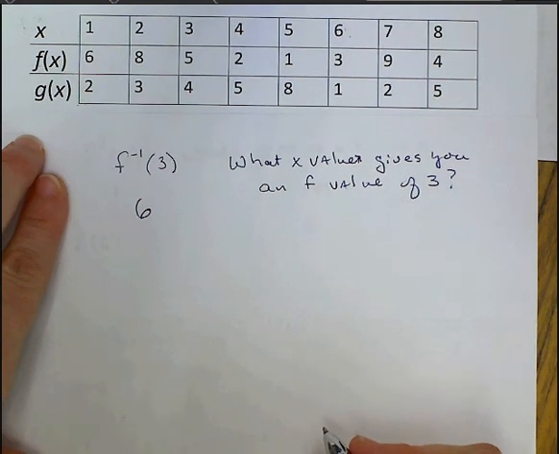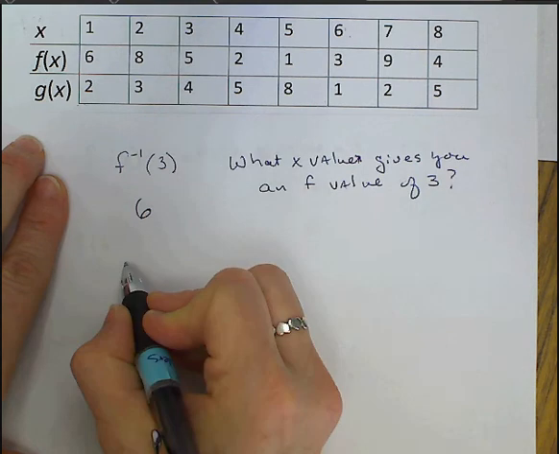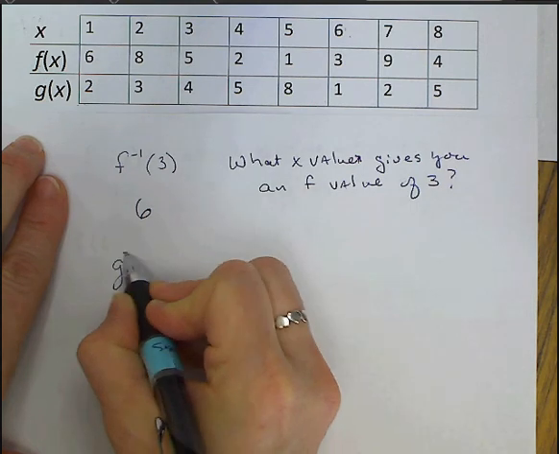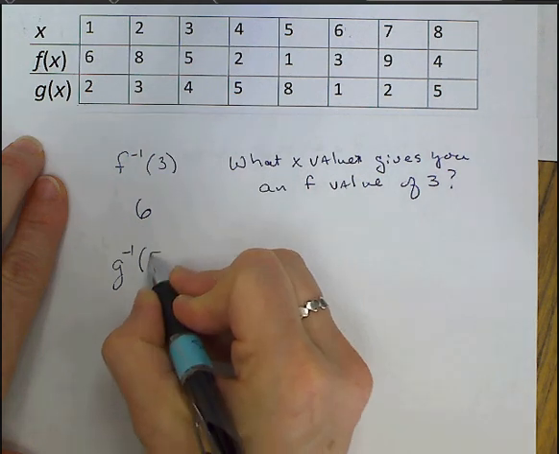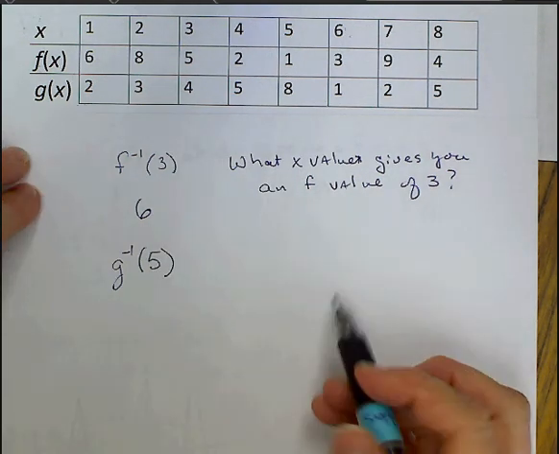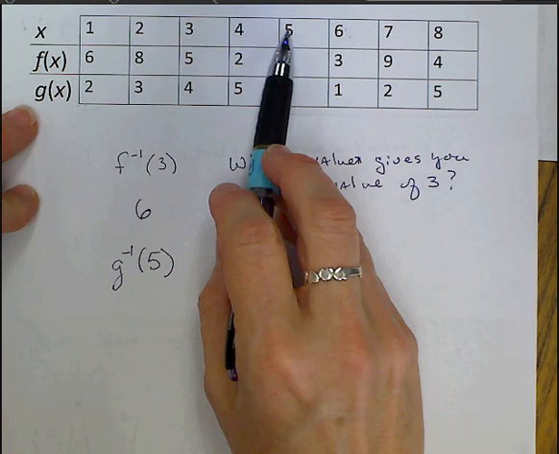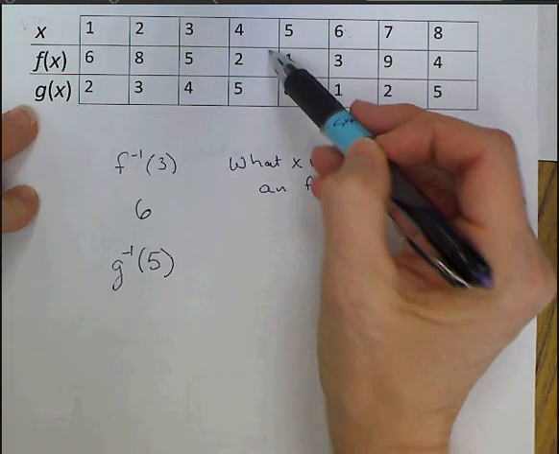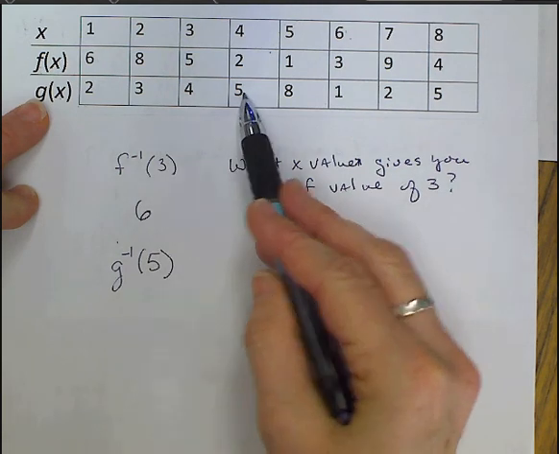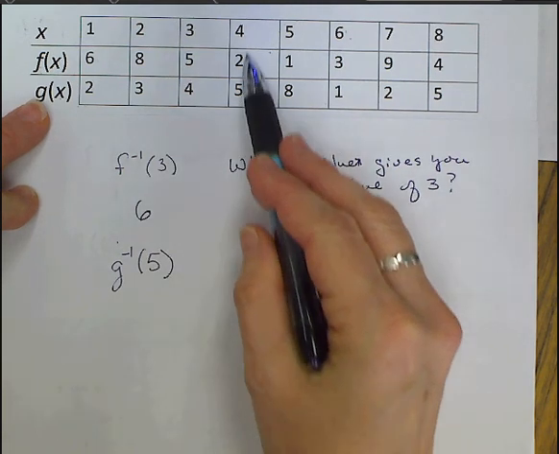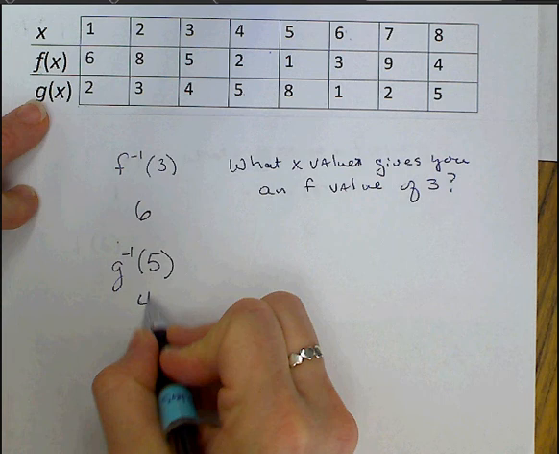Right? You might have, what is g inverse of 5? Right? G inverse of 5 is not starting up here. That's not what they want me to do. They want me to go to the G, read along the bottom looking for 5, and it's the x value, so this would be a 4.